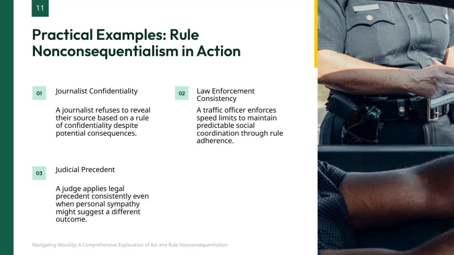Here, we have three practical examples that illustrate rule non-consequentialism in everyday situations. First, we see journalist confidentiality. A journalist sticks to the rule of protecting their source's identity, even if it might bring consequences. This highlights the importance of upholding principles regardless of the immediate fallout.